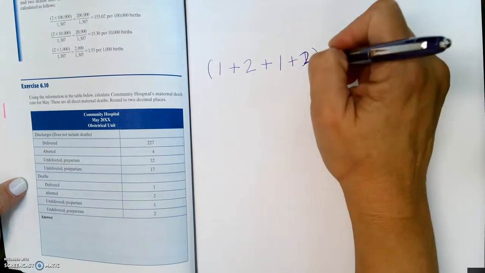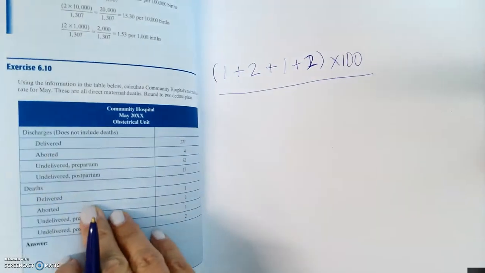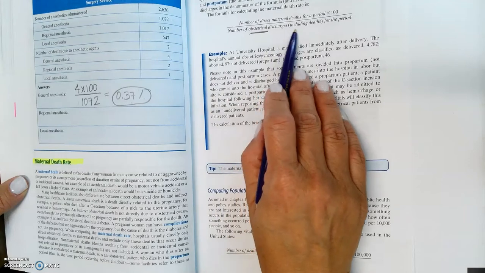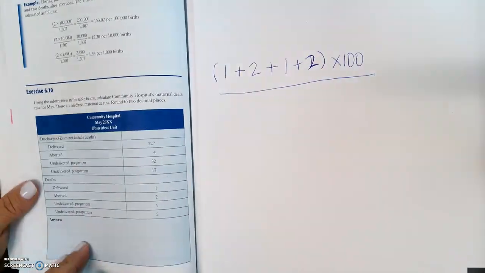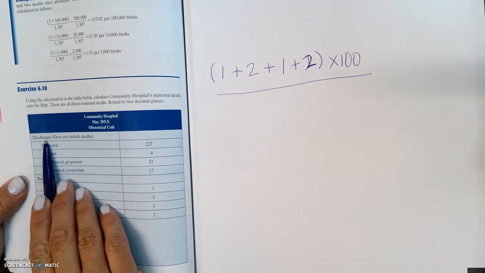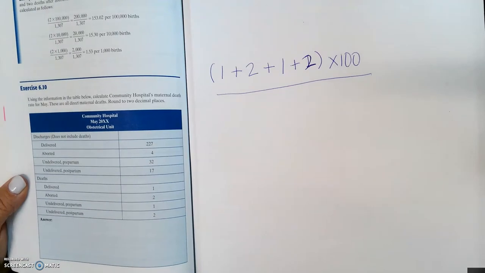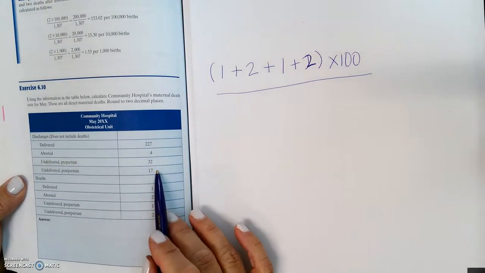Hopefully you came up with that. Multiplied by 100 over, and our formula says number of OB discharges including deaths. That's a reminder for the period. So our discharges tell us they don't include the deaths, so we've got to add those back in there as well. So we're going to do the same thing on the bottom that we did on the top.